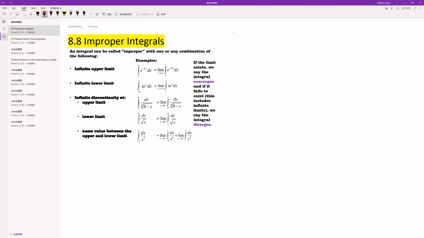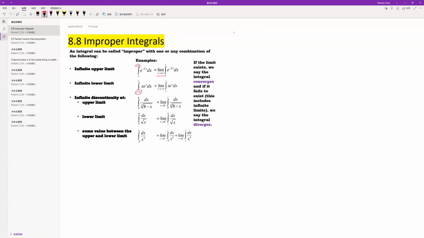So let's look at the first one. We have infinity as our upper limit right here. And the way to do it is introduce another variable, t. So set that from 1 to t instead of 1 to infinity, and then take the limit after integration for t approaching infinity, right? And then we also have infinity for the lower limit right here.